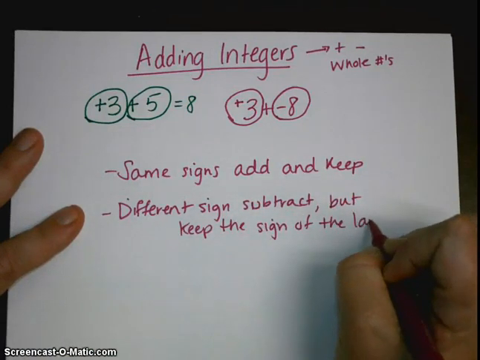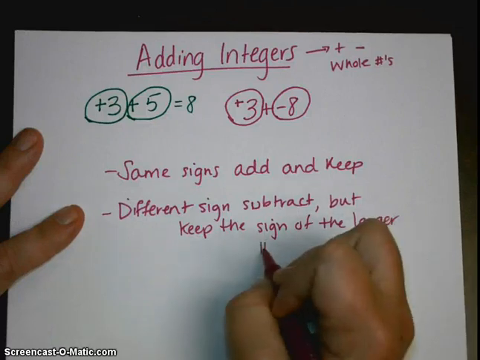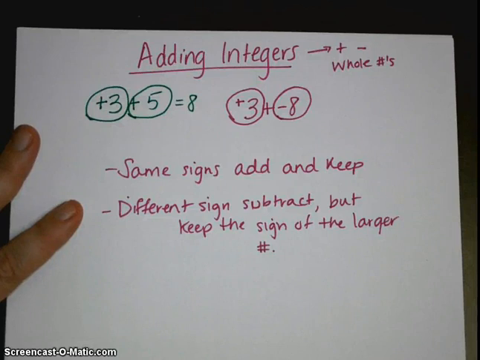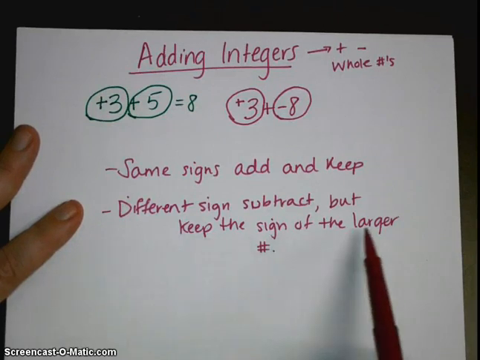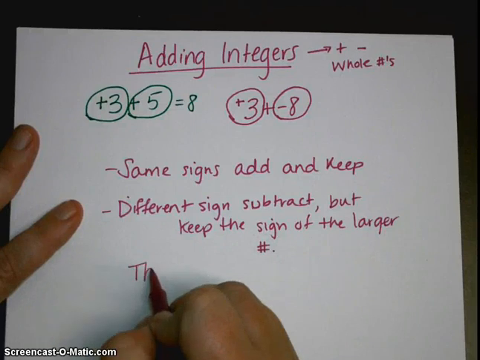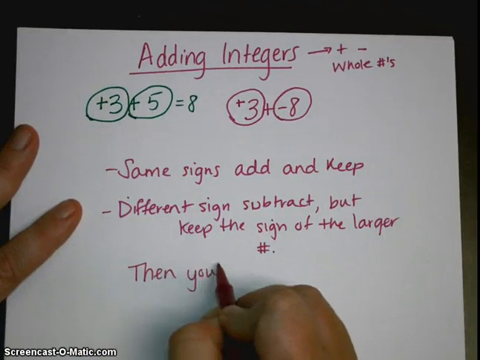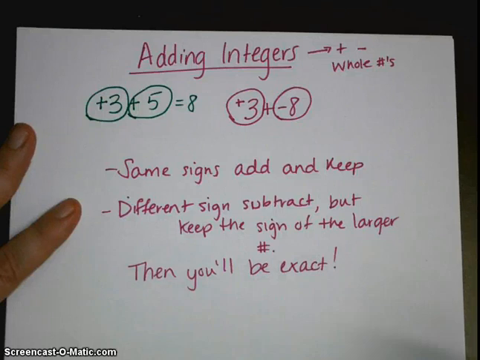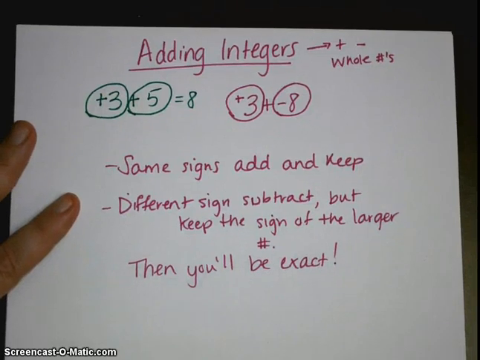So let's sing the song real quick, and then we'll apply it. It goes to kind of row, row, row your boat. Same signs, add and keep. Different signs, subtract. Keep the sign of the larger number. Then you'll be exact. Not the best singer in the world, but it helps you remember the rules.